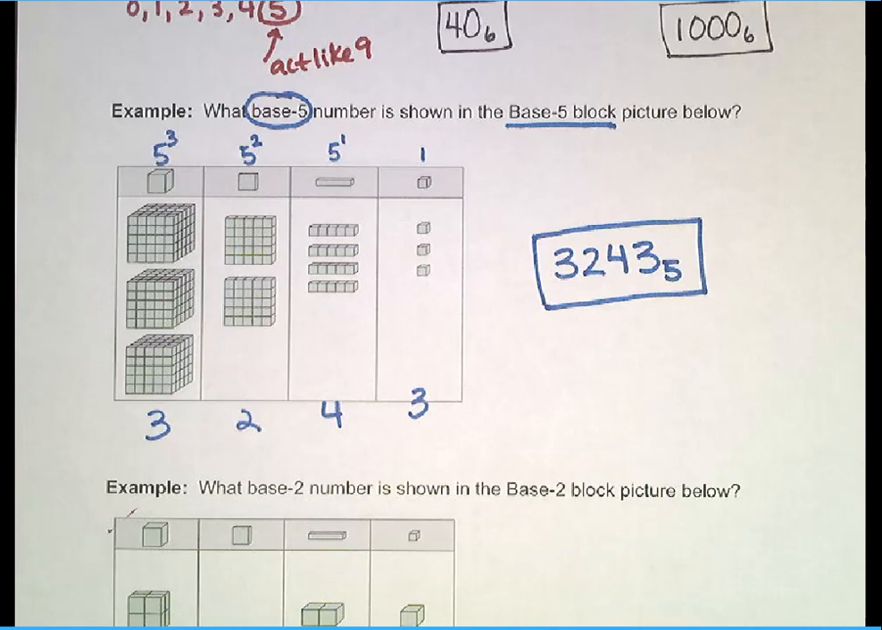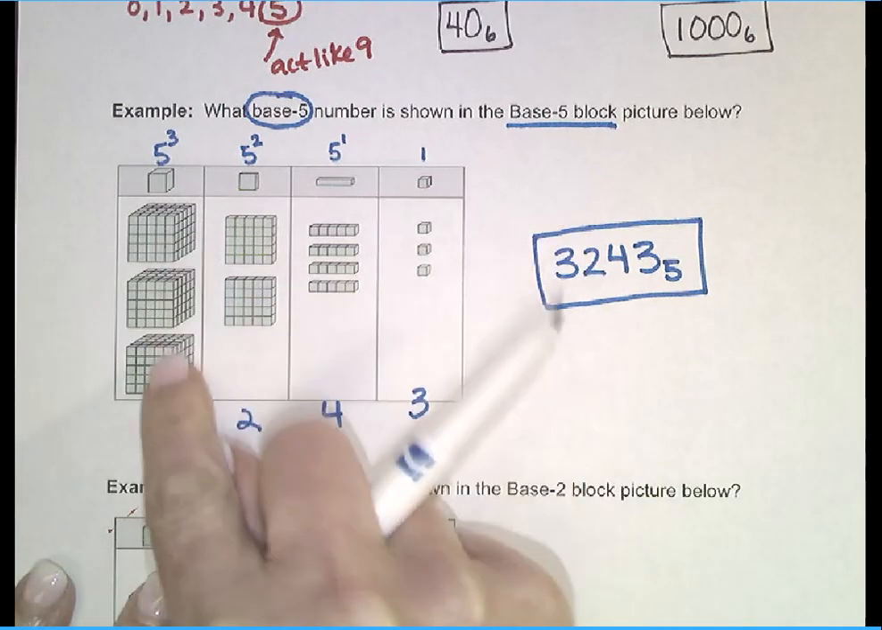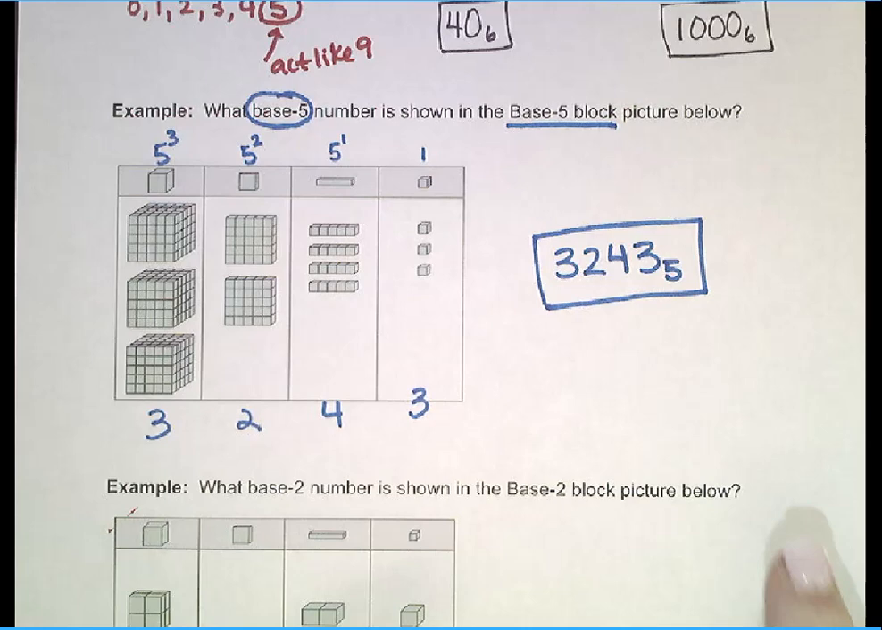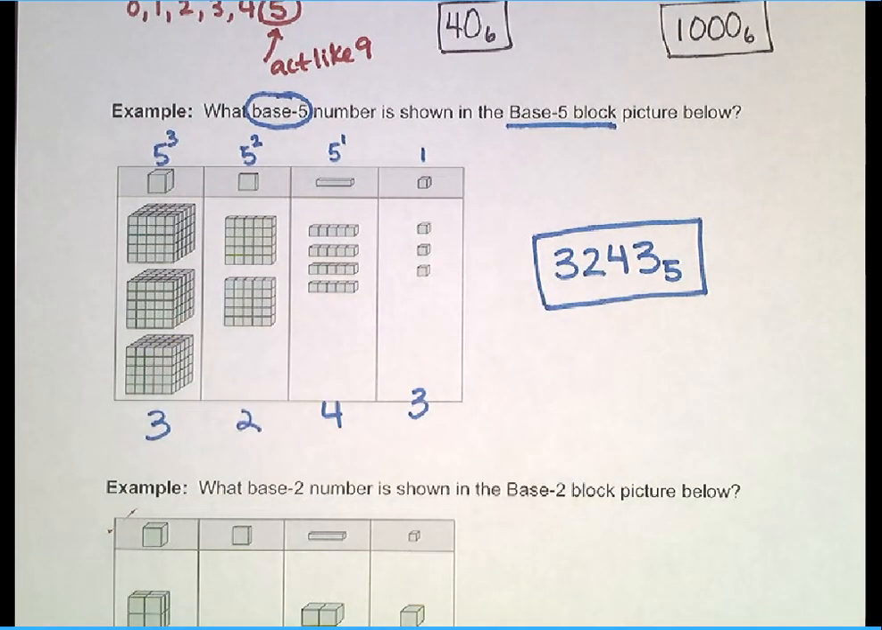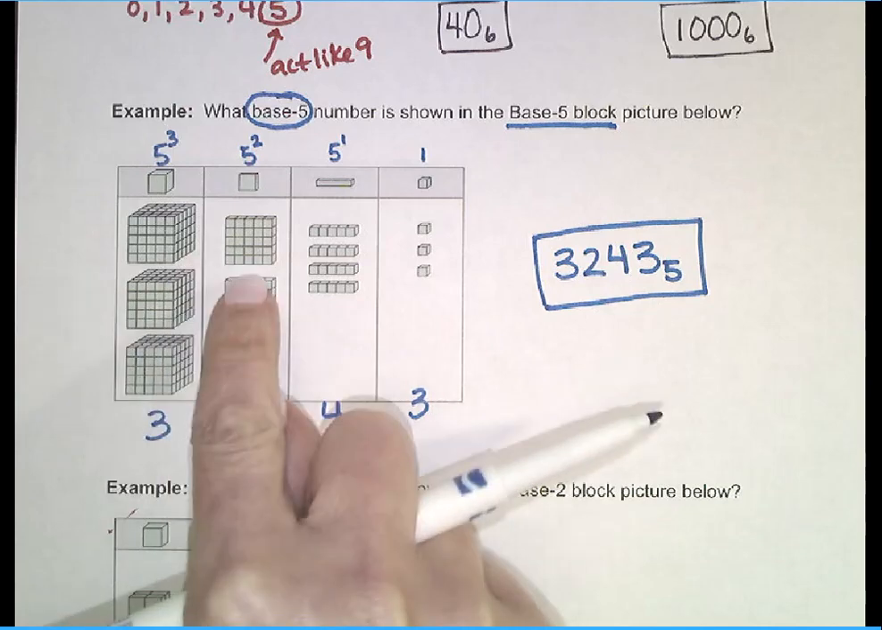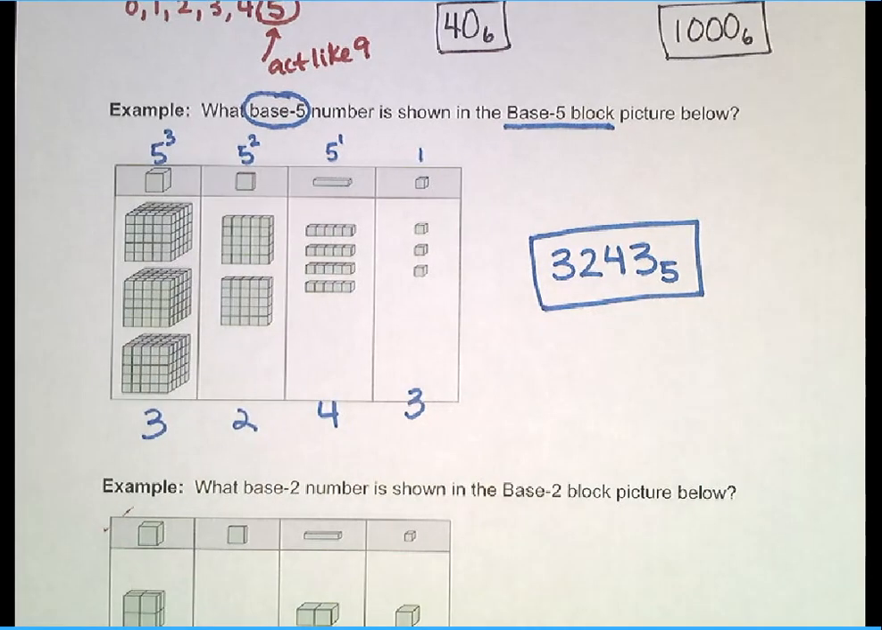Okay, you're literally just reading and saying that the shapes tell you what's in each place value. Now, if you start counting every little individual square, you're going to tell me the base 10 number. It didn't ask for that. I want you to stay in base 5. So it's literally 3, 2, 4, 3, done.